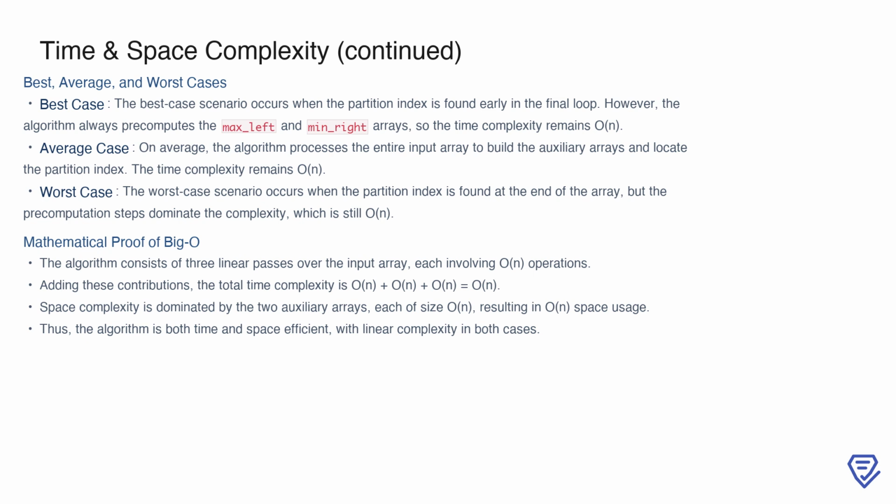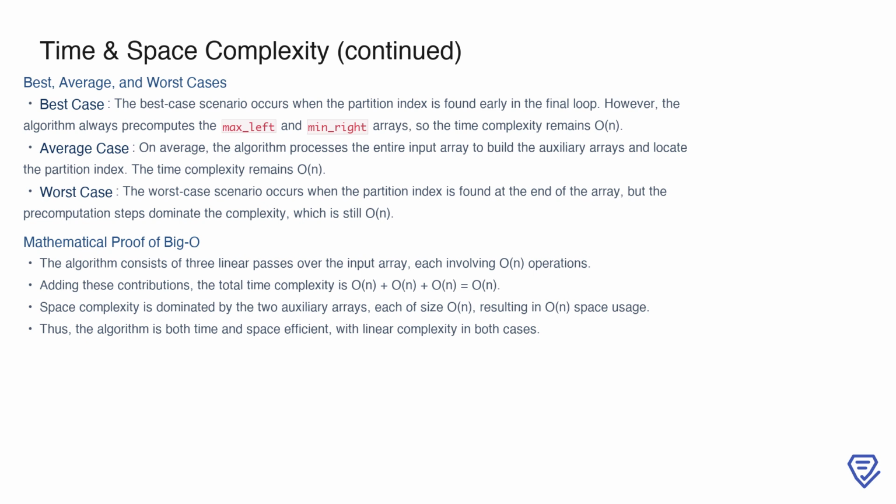In the average case, the algorithm processes the entire input array to build these auxiliary arrays and locate the partition index, maintaining a time complexity of O(n). Even in the worst case, where the partition index is located at the end of the array, the dominant operations are still the linear passes over the array.